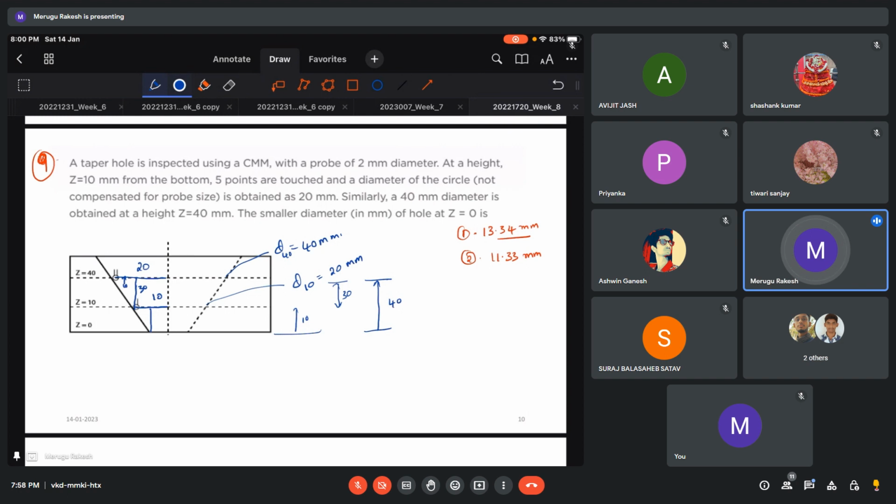Now they are asking what is the diameter at z equal to 0. The smaller diameter of the hole at z equal to 0. So for that, we will consider two triangles, this one and this one. Let this be x. You can also directly take tan theta.